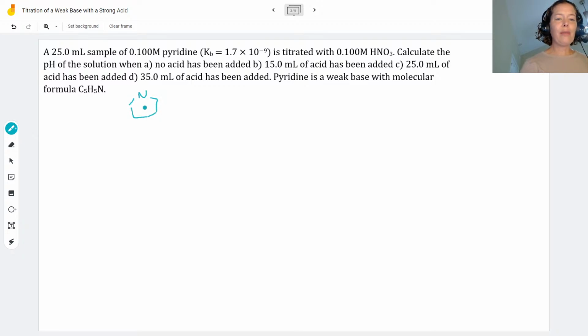OG benchmarks, bear with me. I know I am not as neat a drawer on organic structures as you are, but this is what pyridine looks like. I don't want to be drawing the structure or doing the molecular formula.